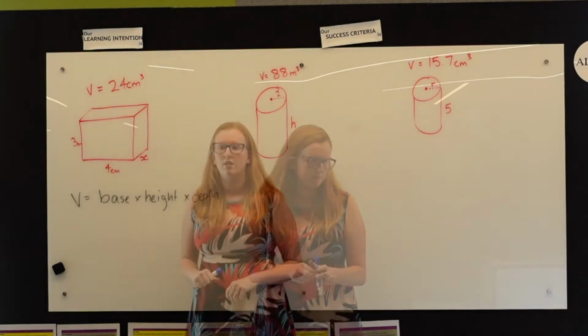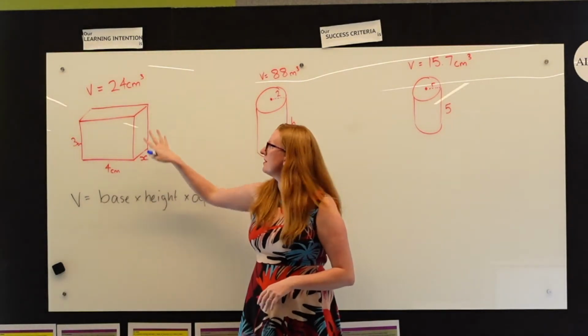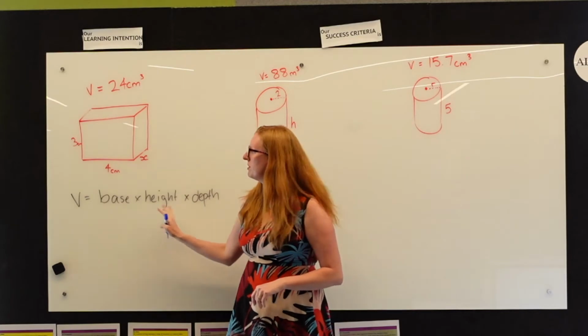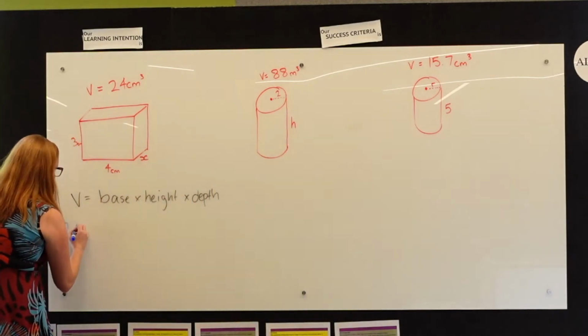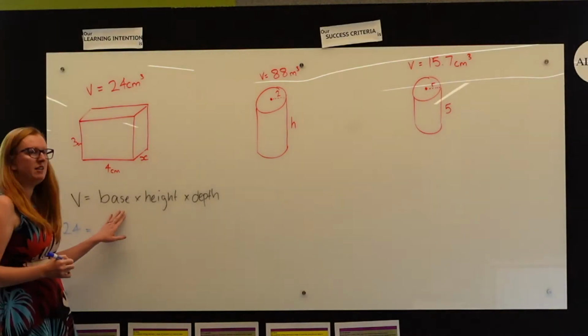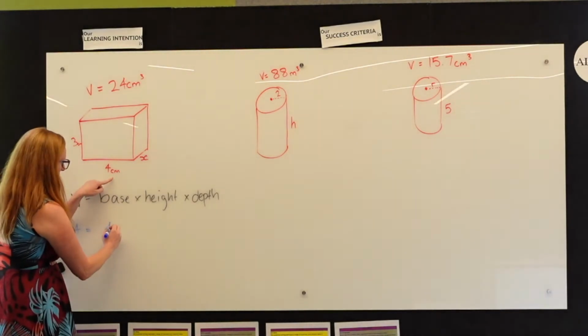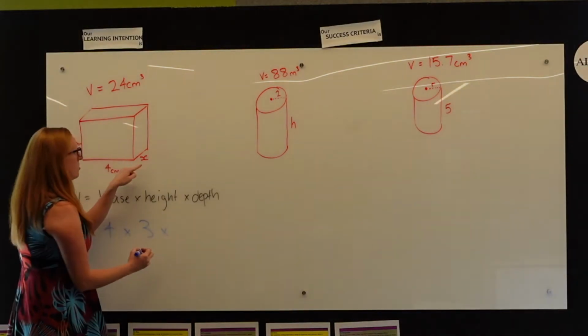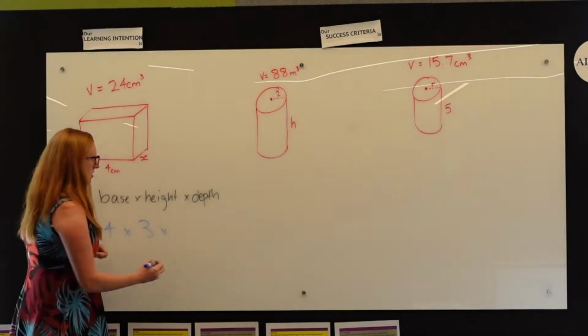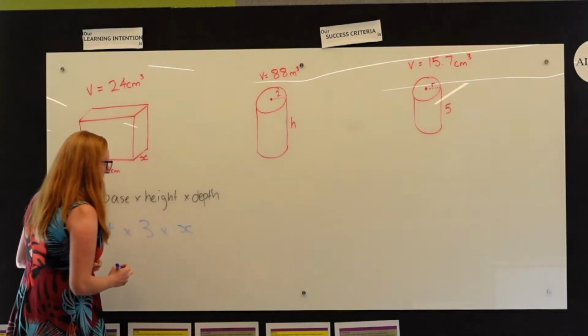Anyway, what I'm going to do now is put these values into my formula and then I can work it from there. So I know what the volume is. They tell me that it's 24, so I'm going to put that in the place of the V over here. So 24 is equal to, now my base is 4, my height is 3, but I don't know what my depth is, so I'm just going to call that X.